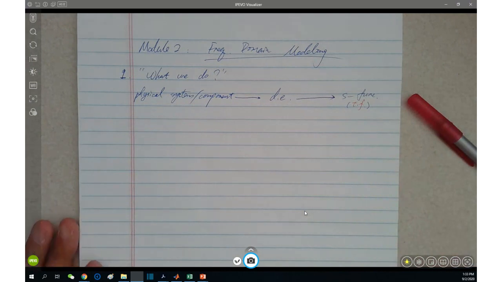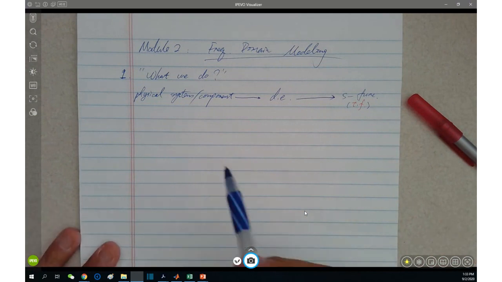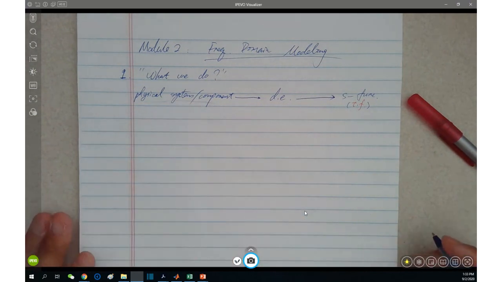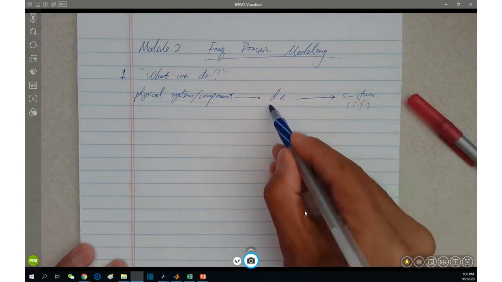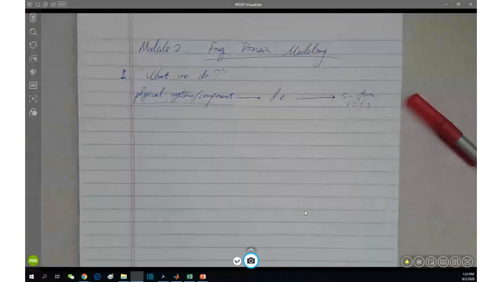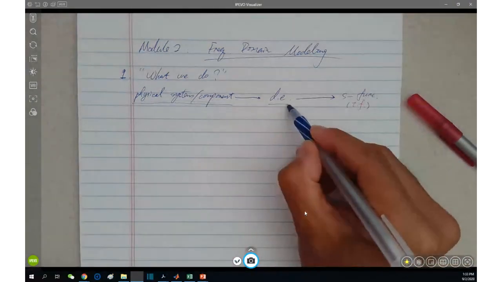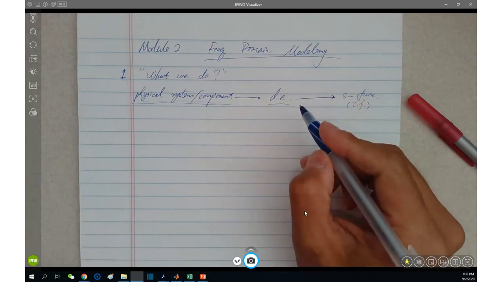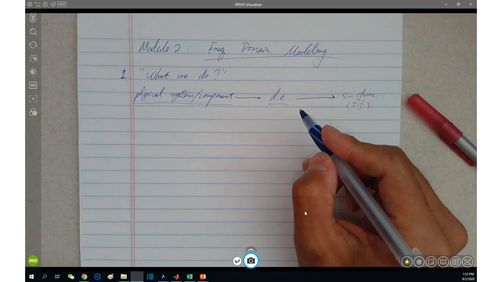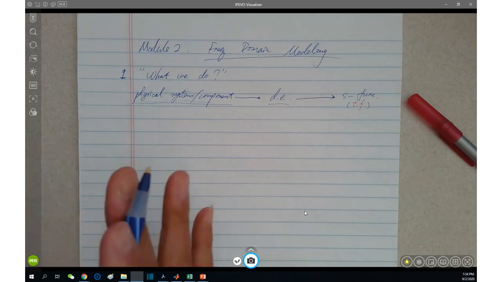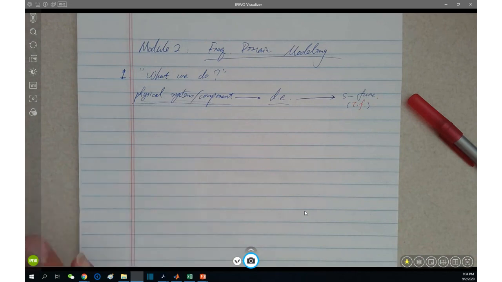What we do is simply explain it like that. We begin with a real physical system or component. And then we're gonna somehow describe the system or component by what is DE? The prerequisite of this class, right? Differential equation. Okay, DE means differential equation. This is the most straightforward way to describe a given physical system or component.